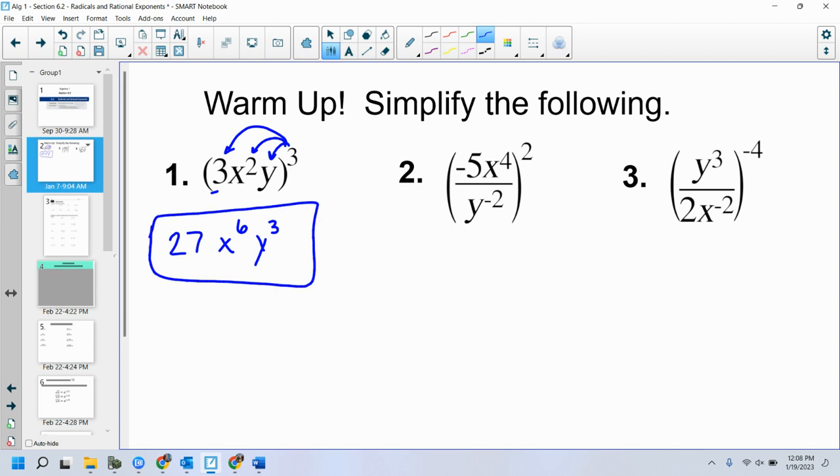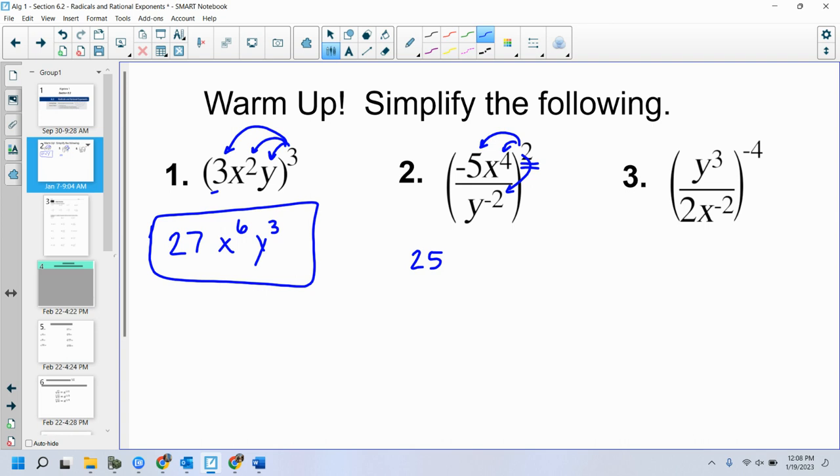Okay, let's take a look at number 2. What do I have to do with this? Distribute. Just like I did with the product, I do with the quotient. Now, what does this negative 5 become? Positive 25. Thank you, Hayden. Because negative 5 squared is positive 25.